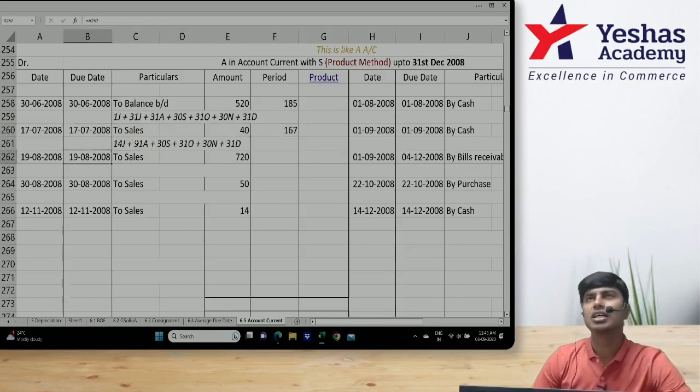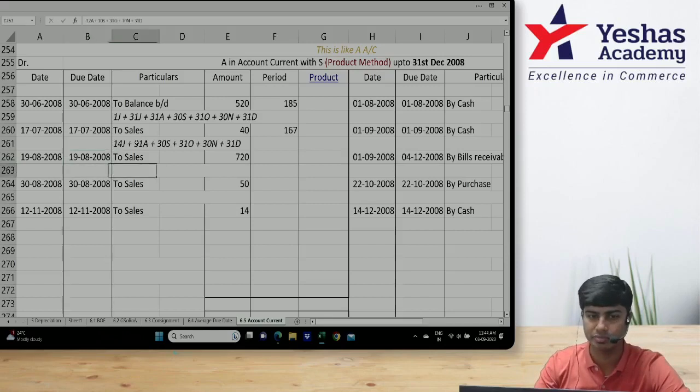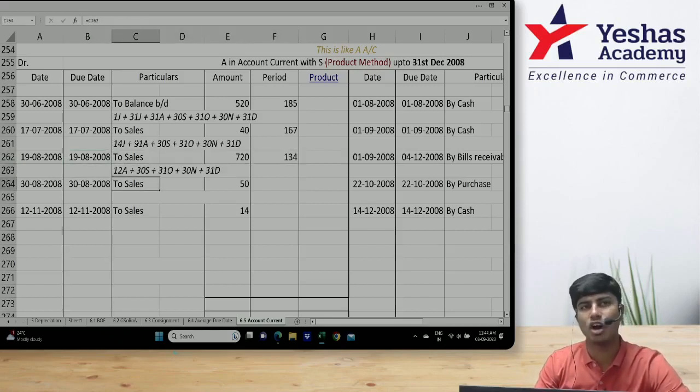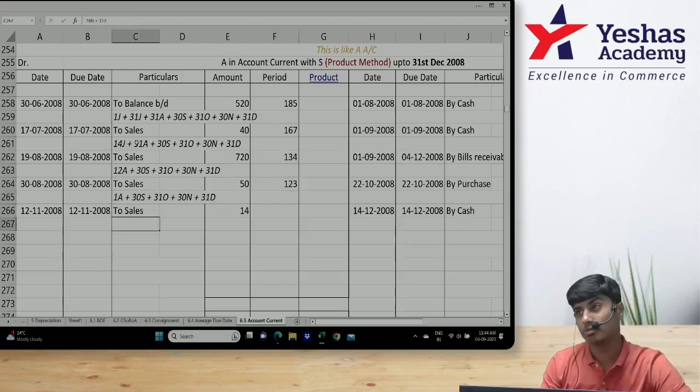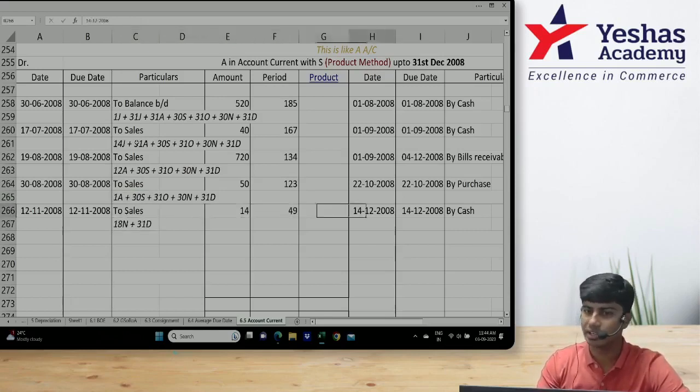19th of August: 12 days in August, 30 in September, 31 in October, 30 in November, 31 in December. 30th of August: 1 day in August, 30 in September, 31 in October, 30 in November, 31 in December. 12th of November: 18 days in November, 31 days in December. 49 over here.